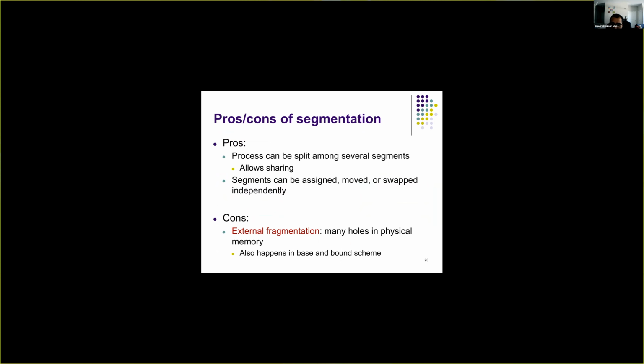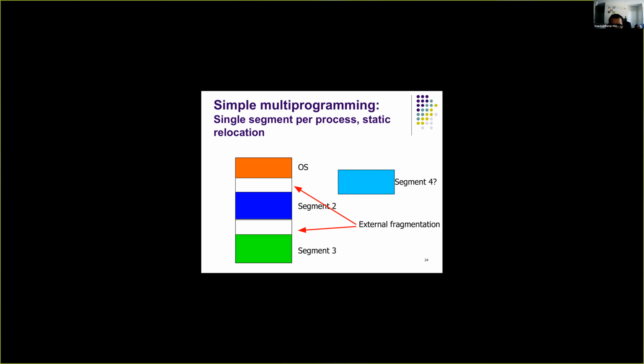The disadvantage is external fragmentation. This also happens in the base and bound scheme. External fragmentation means there are many holes in the physical memory, many small holes, but if you combine them, the memory could be larger. For instance, this is an example of external fragmentation. Here you can see there are 2 holes, and segment 4 cannot be stored in either of these 2 holes. However, the total available memory is enough to store segment 4. So this is called external fragmentation.